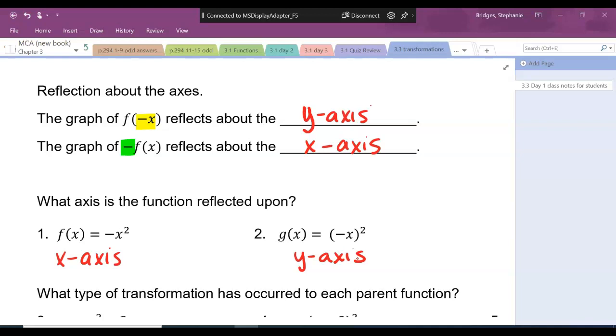3, 4, and 5 right now. Where did the transformation happen? Did it happen inside of my function? Did it happen outside of my function? Was it a negative in front or a negative inside?